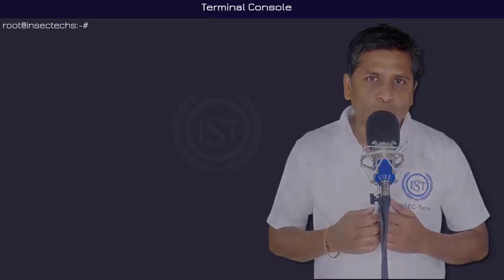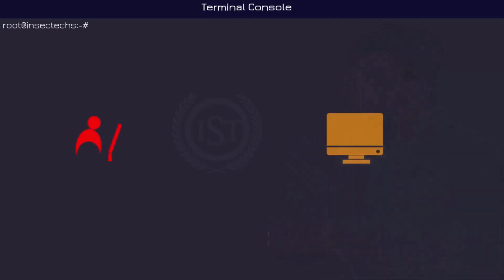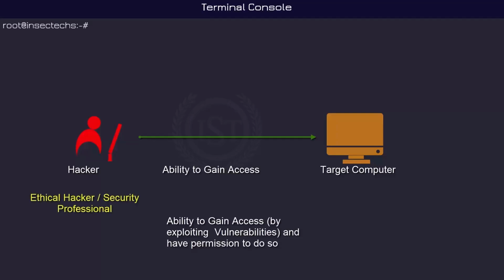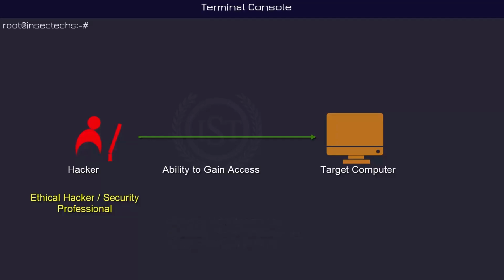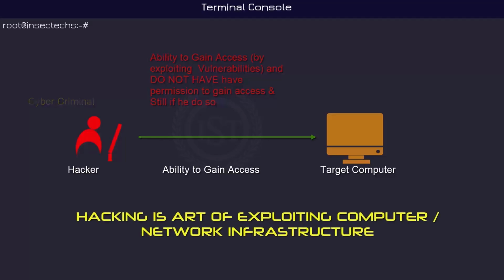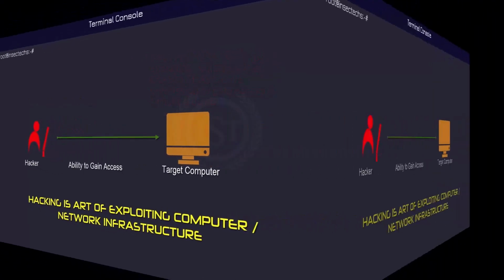Let me explain it once again over here. Take this computer. This guy has the ability or skills to hack this computer and gain access to it. And if he is gaining access to this computer with permission, then this guy is called an ethical hacker or a security professional. And if he is using the same skills to gain access to this computer without permission, then he is called a cyber criminal. So understand, hacking is an ability, it is a skill set, or it is an art of exploiting computers.